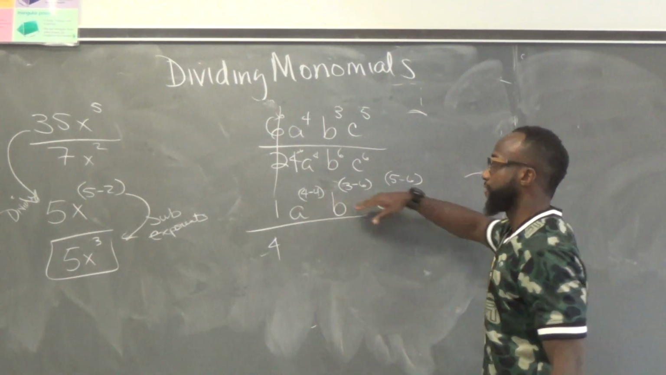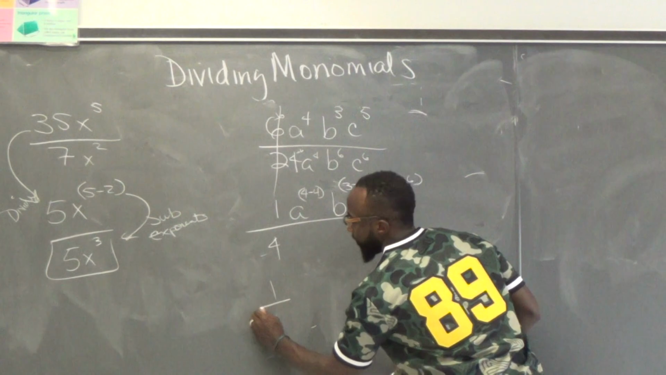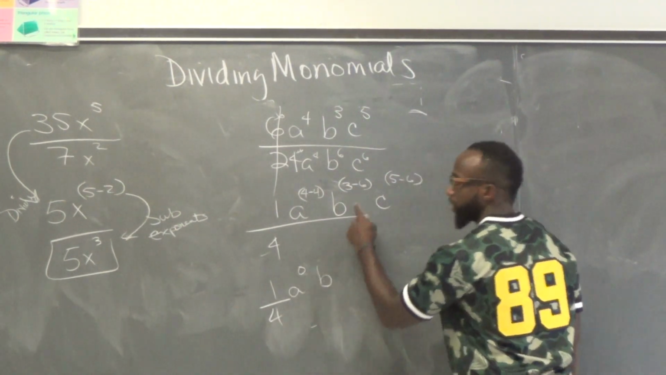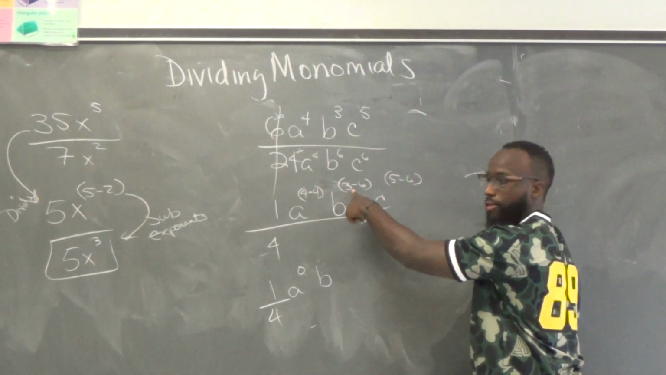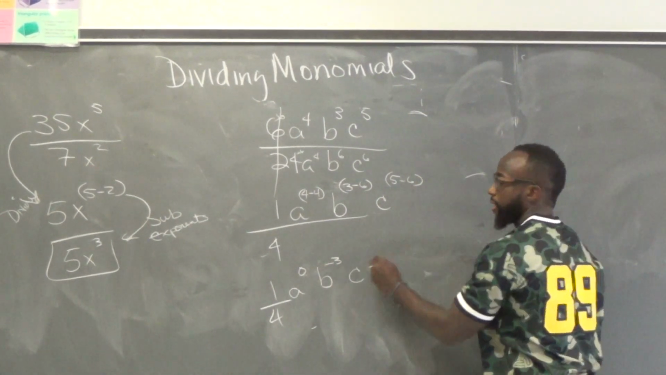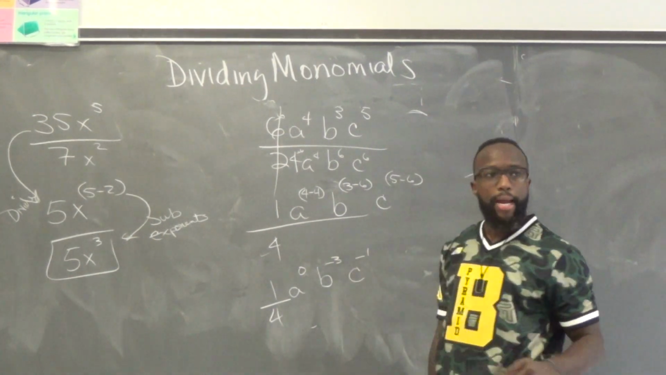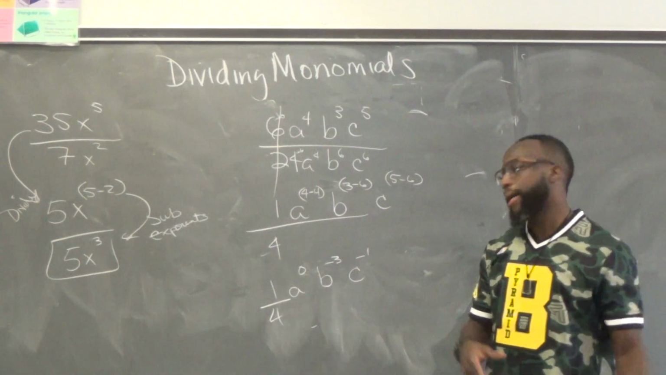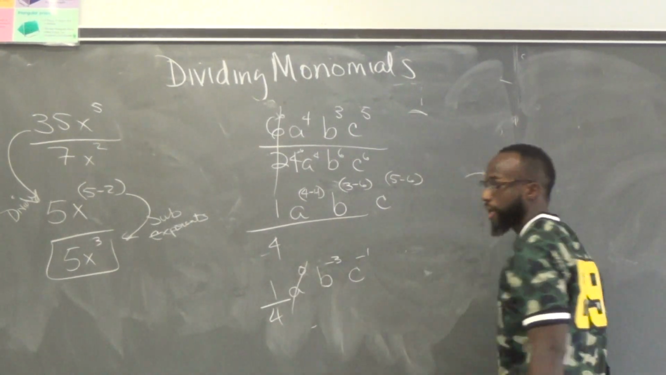So now, let's simplify this. You end up with 1/4 a to the 0 power. b to the 3 minus 6 is negative 3. And c to the 5 minus 6 is negative 1. Now, a to the 0 power is what? 1. Good. So now, that's no longer here.